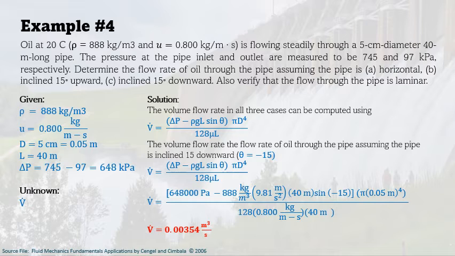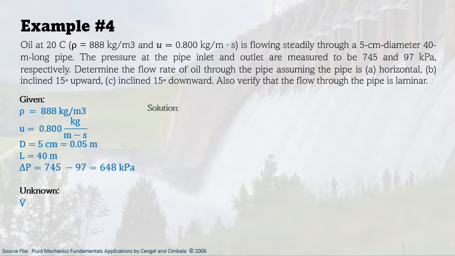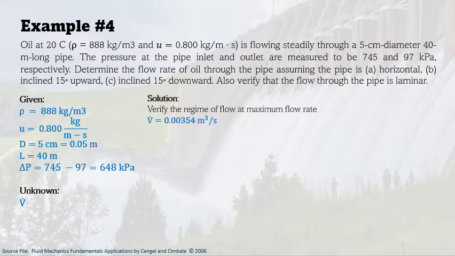If you compare all of the volume flow rates, the maximum volume flow rate would happen if the pipe is inclined 15 degrees downward. So we will use this value to verify that the flow in the pipe would be laminar. Again, we will use the maximum volume flow rate in all of the cases, which is 0.00354 meter cube per second. The rationale for choosing the maximum volume flow rate is because if it is laminar with this volume flow rate, then obviously the other volume flow rates which are lesser than this would be laminar.